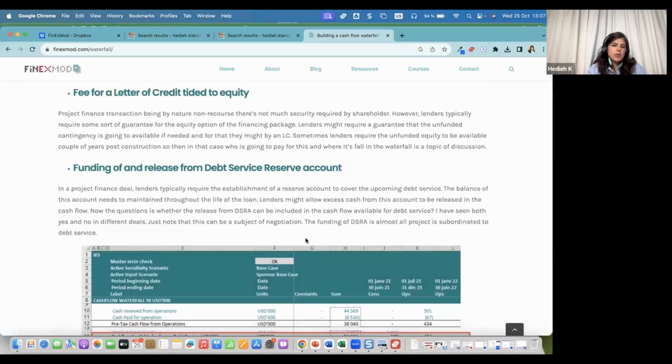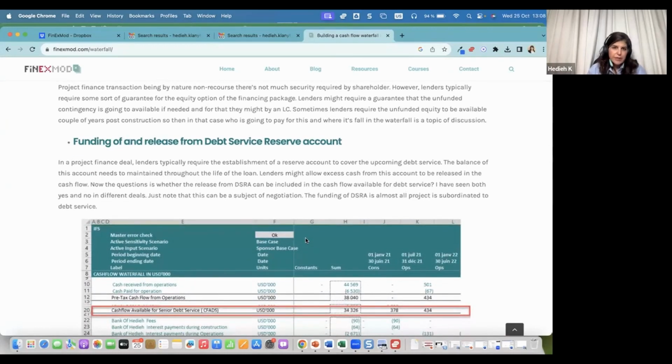The other thing that I saw as an interesting discussion is the funding and the release from the debt service reserve account. So definitely funding of the debt service reserve account would be subordinated to OPEX and debt service, meaning interest and principal repayments. However, the release from it is an interesting discussion to have. What about the release? Can we include the release from the debt service reserve account in the definition of the cash flow waterfall? And how do we benefit? How does the project benefit from that?